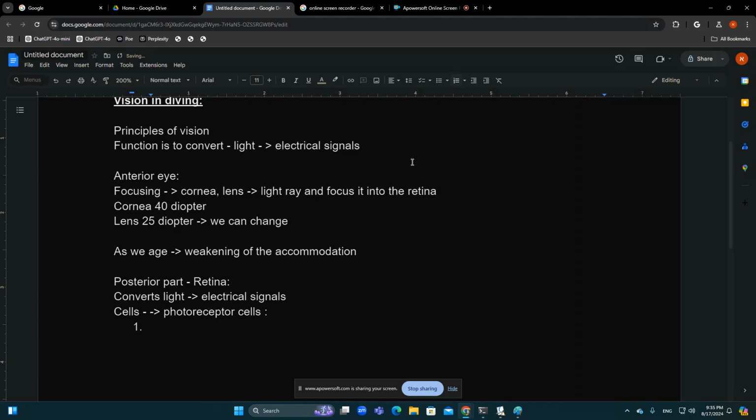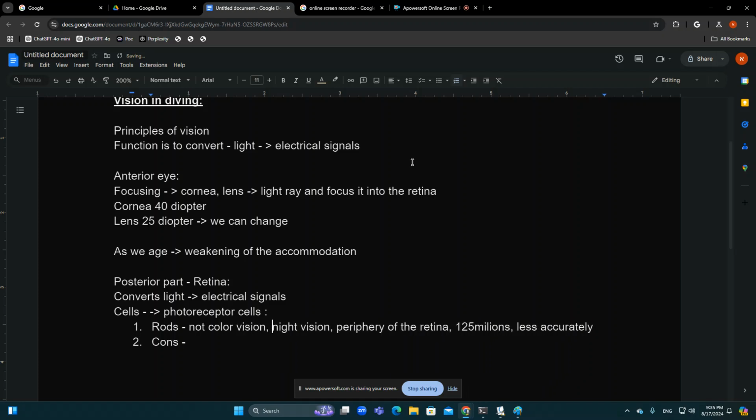One is called the rods, which are important for night vision. Let's call them night vision. They're usually in the periphery of the retina. They are more numerous than the other type. There are about 125 million cells, and they give less accurate vision.